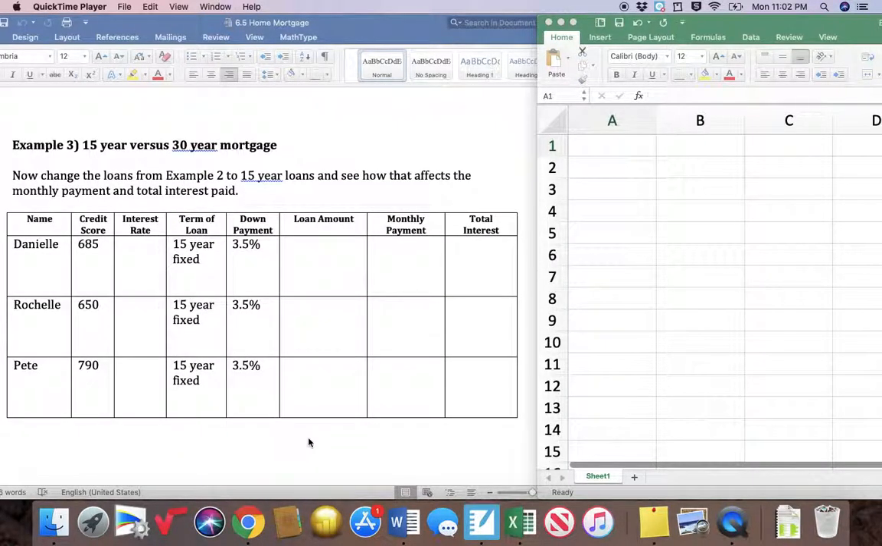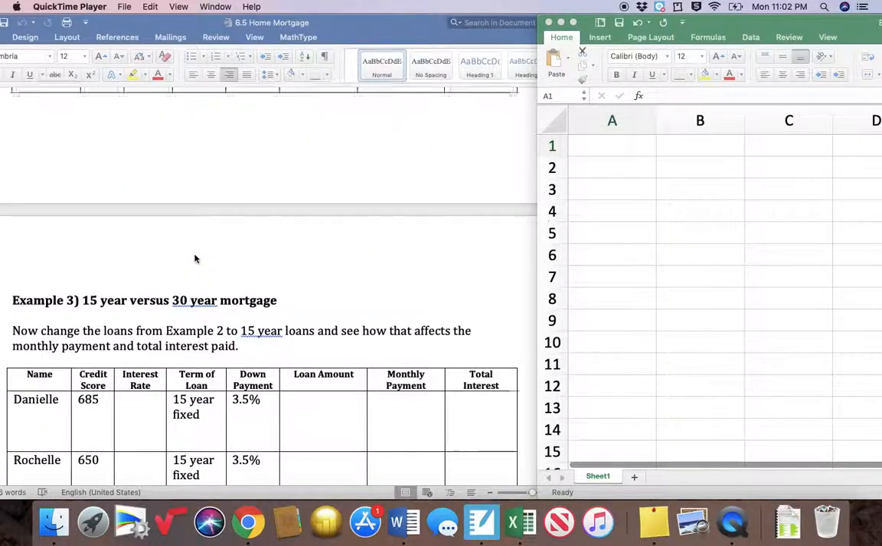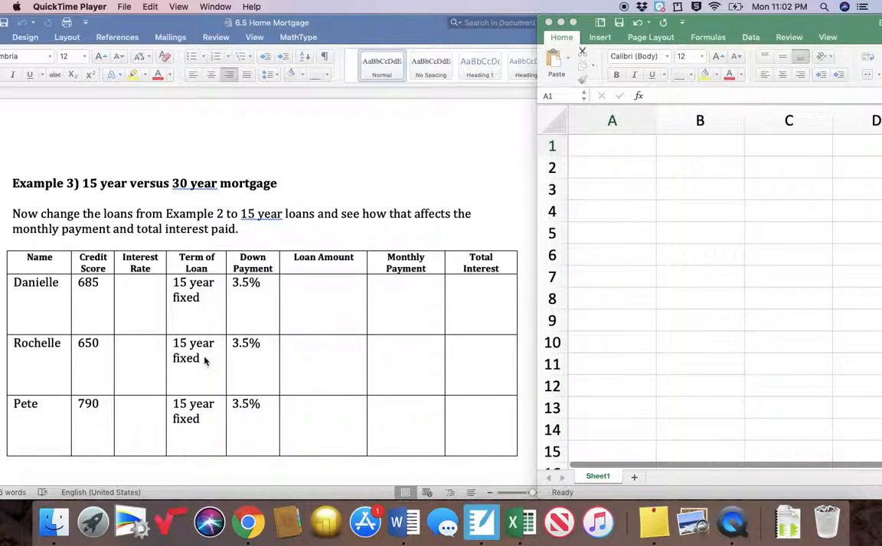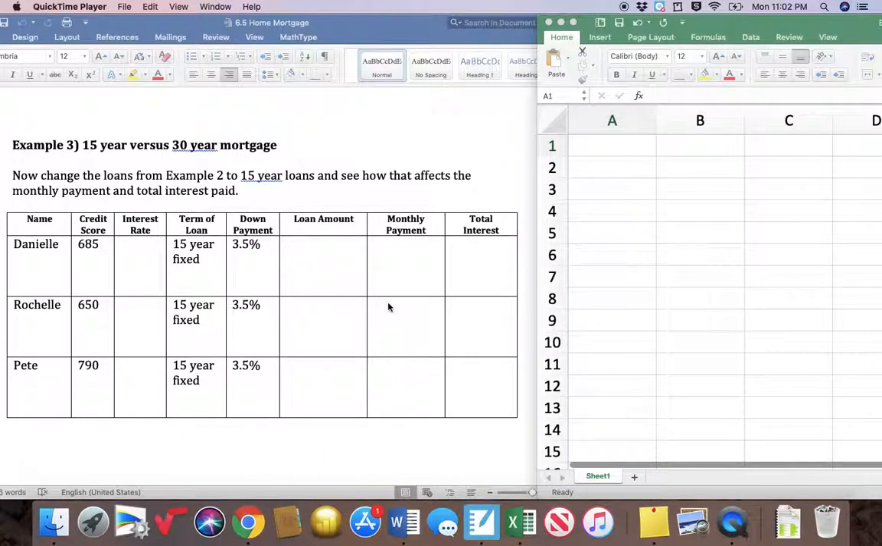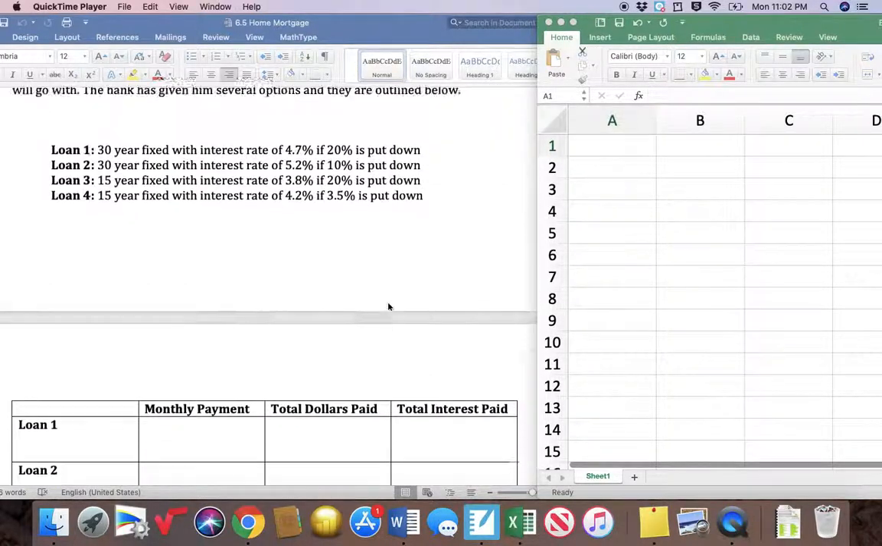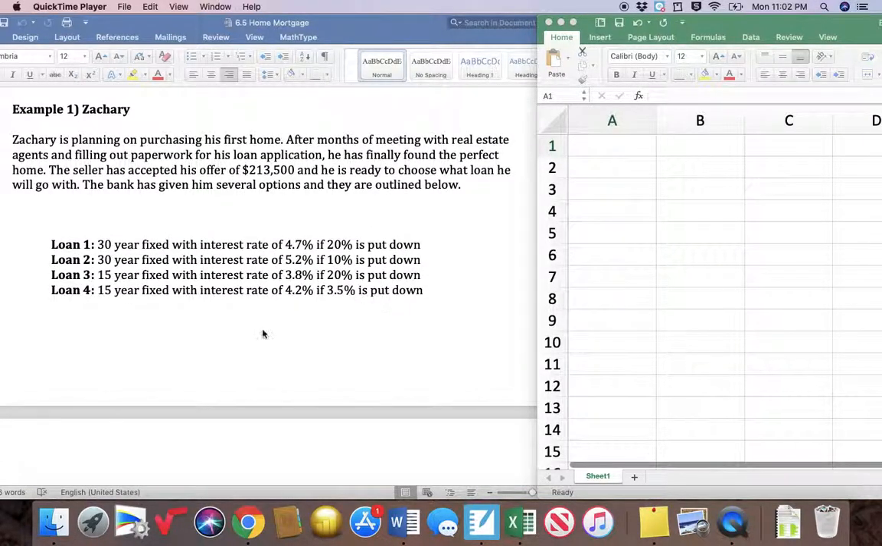And then in example 3, same thing, Danielle, Rochelle, and Pete set their credit scores. And we're going to look at the term of the loan being 15 years versus the 30 years we're going to see in example 2, to example 3 and change those and see what that does to the loan amount, monthly payment, and total interest, and make some conclusions based on the numbers we see there. But in this video, we are only going to do example 1, because after we get through example 1, I'm confident you can do examples 2 and 3 and analyze further these home loans.